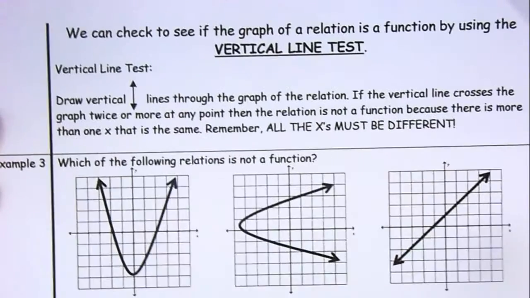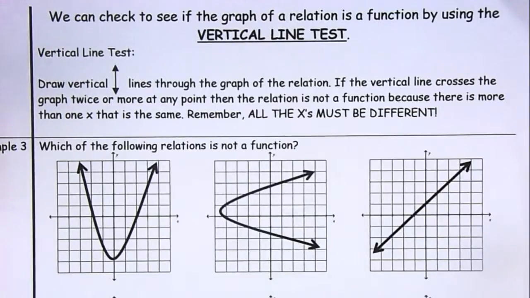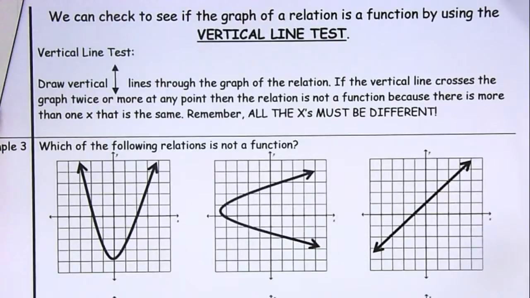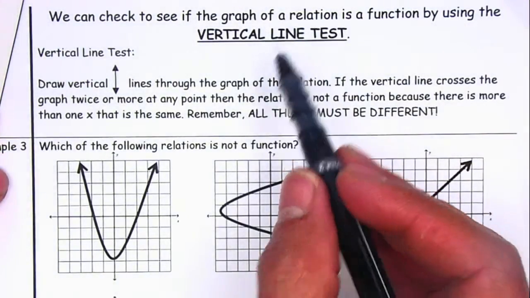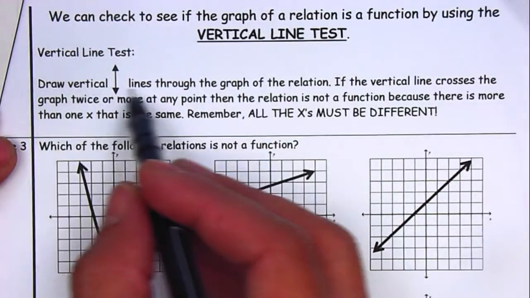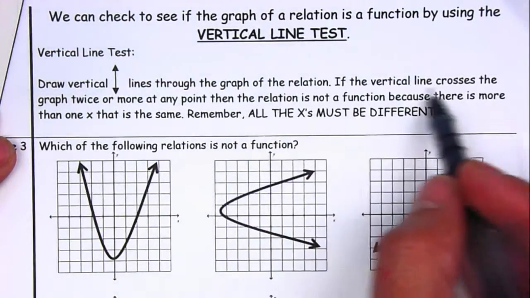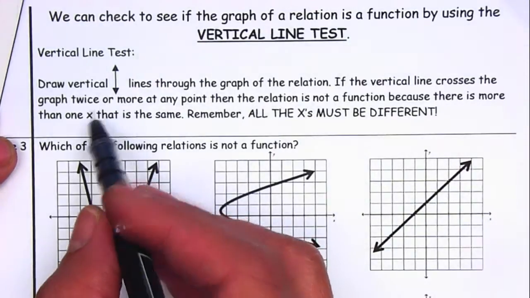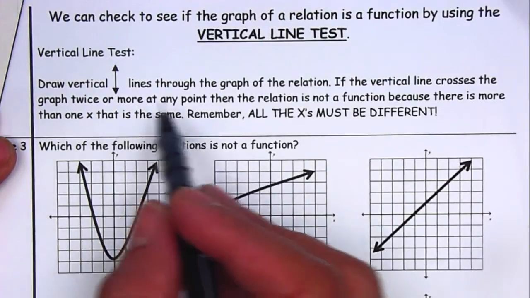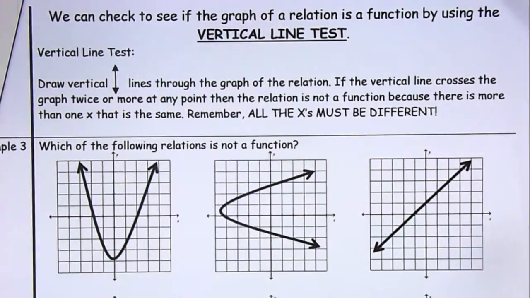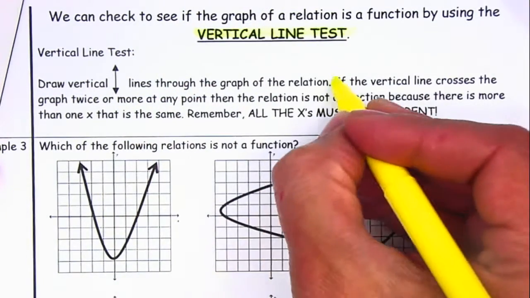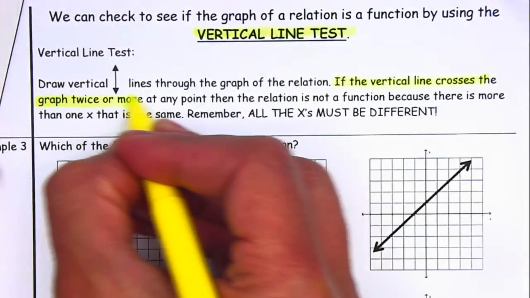Now, to be able to check if a graph of a relation, now any graph that you guys have will be a relation. To be able to see if that relation is a function, we can use the vertical line test. We're going to be drawing vertical lines throughout the graph of the relation. A vertical line can only cross once. If it crosses twice or more, then it is not a function. Let's go and highlight vertical line test. If a vertical line crosses the graph twice or more, it's not a function.